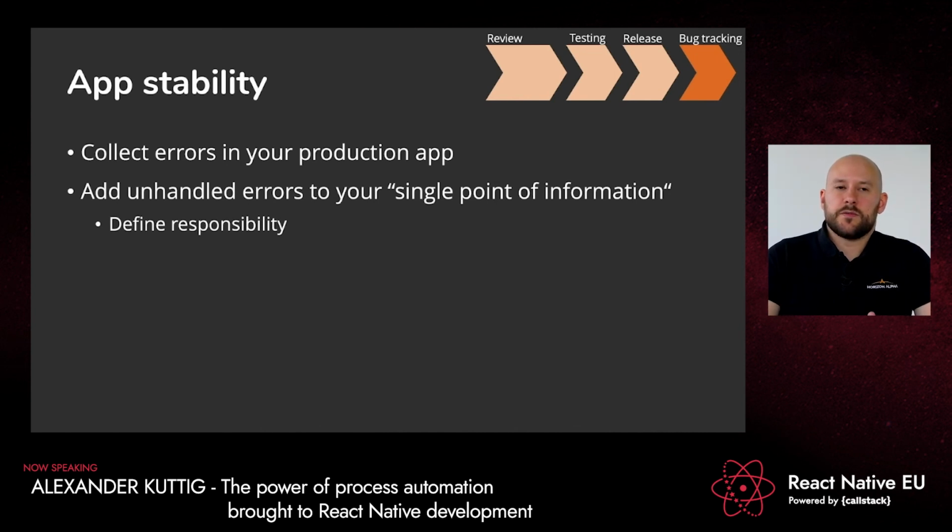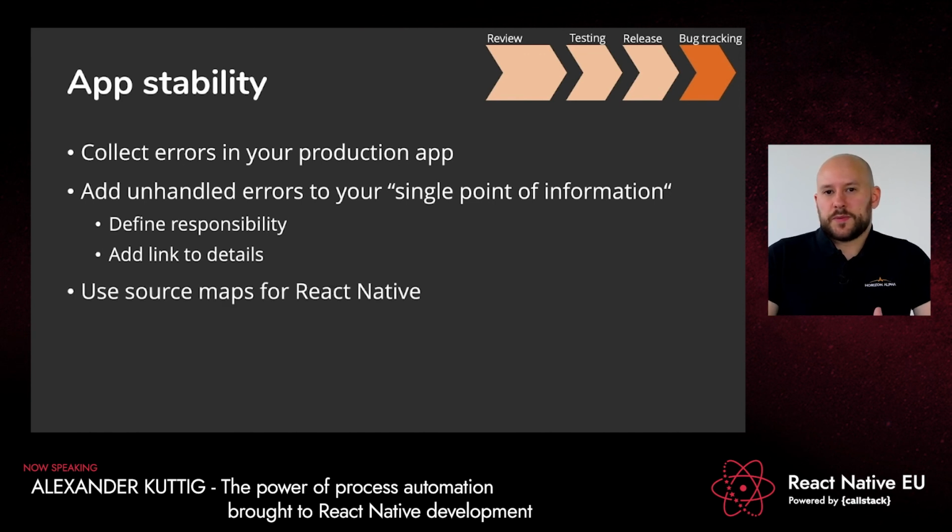For that, it's really important, or a cool thing, to add a link to the details in the bug tracking system. That's just a little hint, because the developer who makes the prioritization should not have to go to the bug tracking system and search for the error and so on. He should just have to click a link and get all the information. What would be even better would be to include the needed information inside the issue. And again, use source maps for React Native. They are really, really helpful.